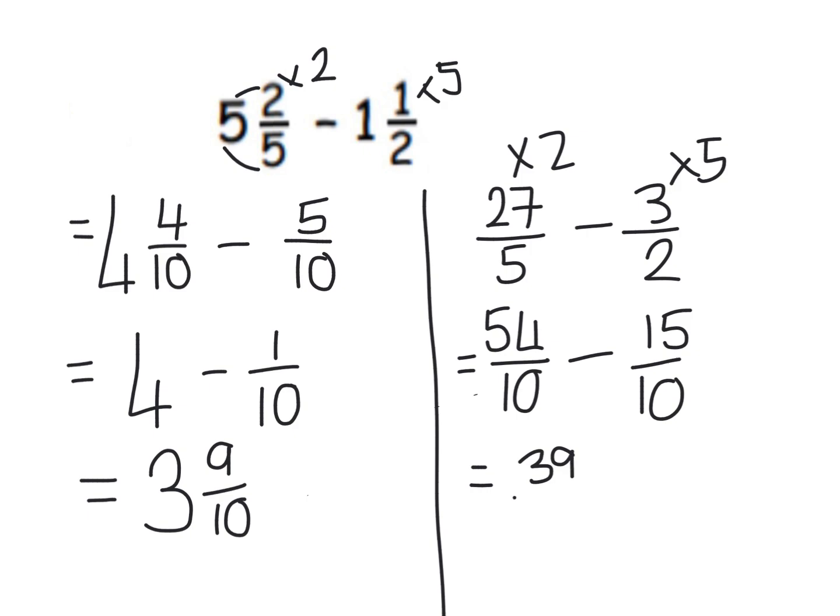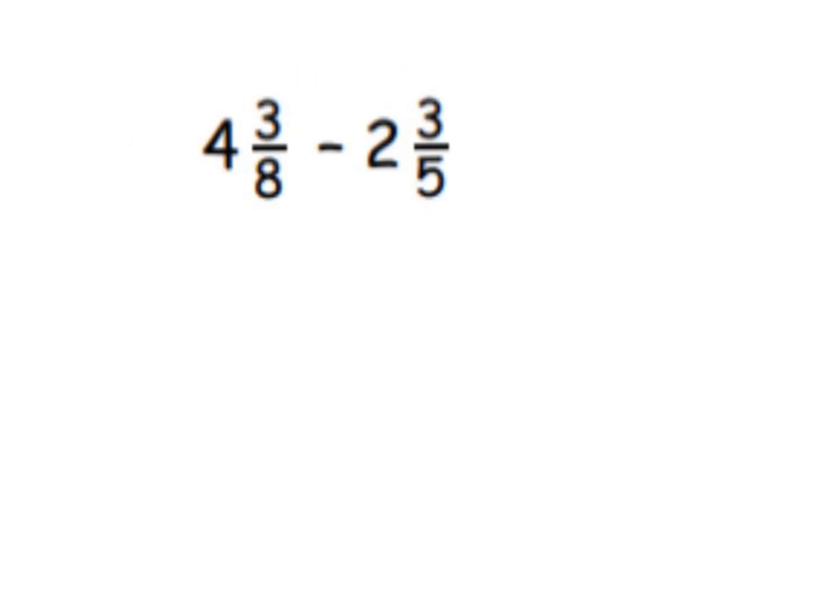And 54 take away 15 would give me 39 over 10. And remember, 39 over 10 is the exact same as that answer there. So you can always turn them into improper fractions if you wanted to. But I'm doing this method as dealing with the whole numbers first. So that's the way I'm going to do the rest of the examples.